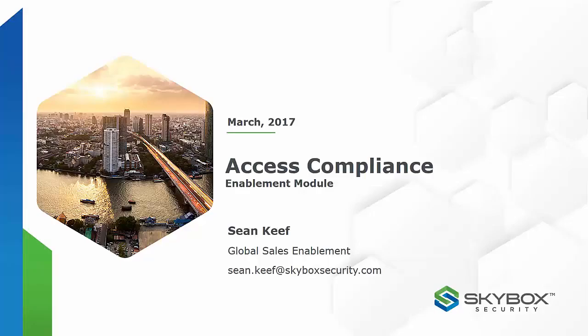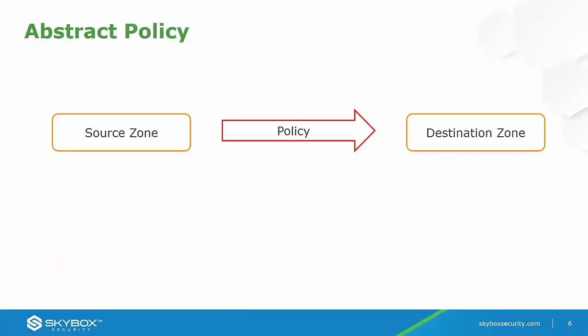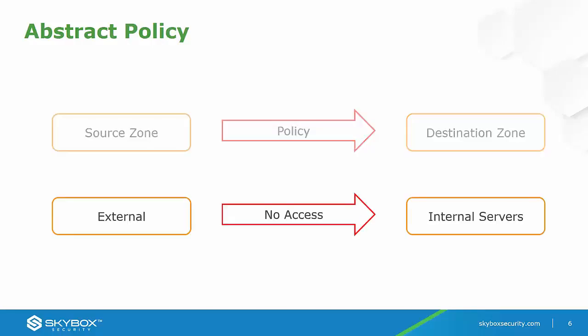Here's a demonstration video covering zone-to-zone access compliance. Access policies start with the concept of having a source zone and a destination zone, and a policy that describes what kind of traffic should or should not be allowed between the zones. In our example here, we have a zone called external, with no access to a zone called internal servers.